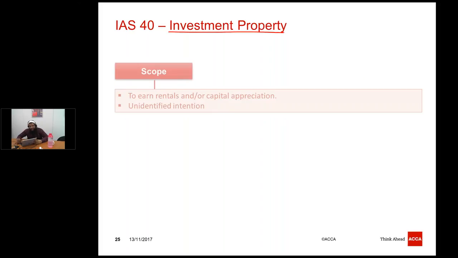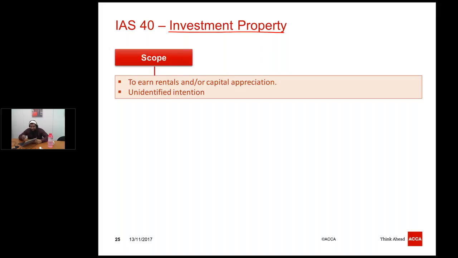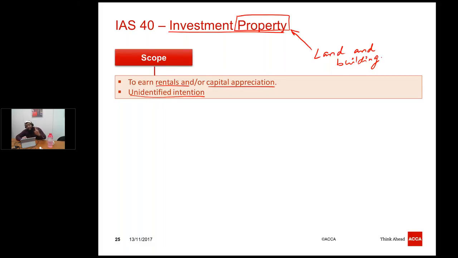Okay, now investment property. The first thing is the scope that we have already discussed, that the objective is to earn rentals or capital appreciation, and if the intention is unidentified, even then we are going to classify in IAS 40. But one thing that we have to remember, IAS 40 will only include properties. By property, we mean the land and the building. Nothing else can come in IAS 40. No plant, no equipment, no intangible, nothing else. Only land and your building.